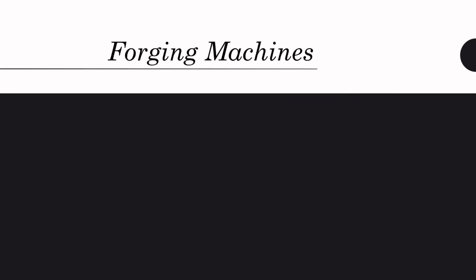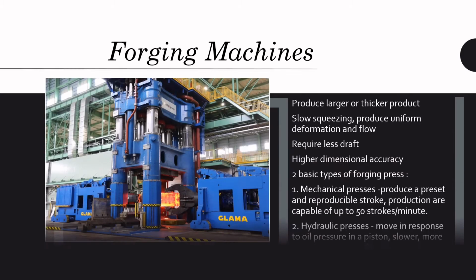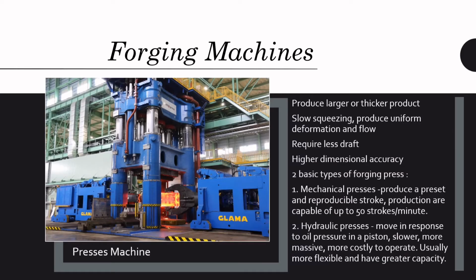And then about the forging machines, there are two types of forging machines, and the first one is the press machine. It produces larger or thicker products. It's slow squeezing to produce uniform deformation and flow. It requires less draft and has higher dimensional accuracy.